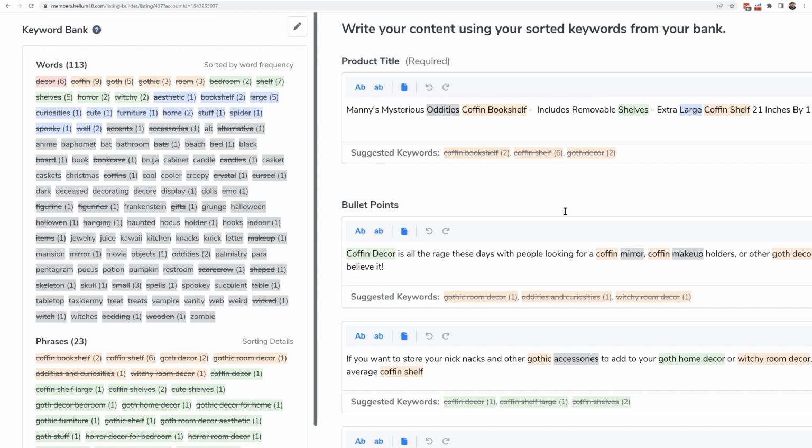Like, for example, right here, it looks like I have all of my phrases all done. Every single one of my phrases is somewhere here in my listing. And the way you know that is because it has a line through it, and then it has the number next to it showing how many times you put it in your listing. Like, look at this. My most important keyword is coffin shelf, and I actually have coffin shelf 6 times in my listing. If I hit coffin shelf here, it'll highlight where I have coffin shelf.